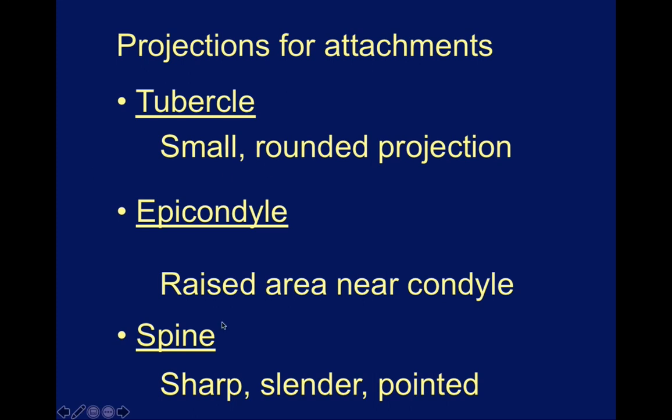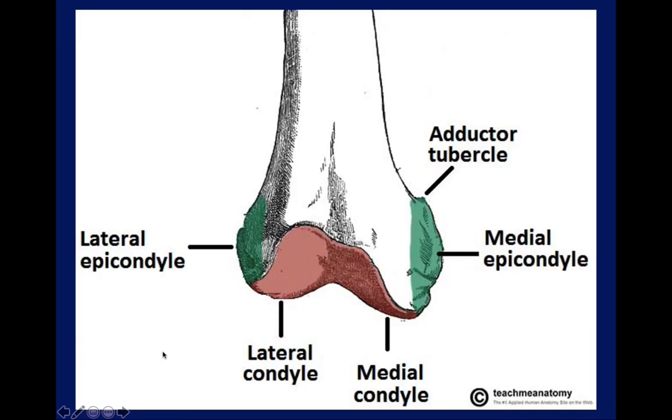Epicondyles and spines are our last two projections for muscle, tendon, and ligament attachment. Spines are pointed and very skinny projections that can be found on our bones, and epicondyles are raised areas near condyles. Condyles are in fact one of our projections for joint formation, and we'll learn about this one very shortly. But before we get into this group, let's go and look at a couple examples of epicondyles and spines.